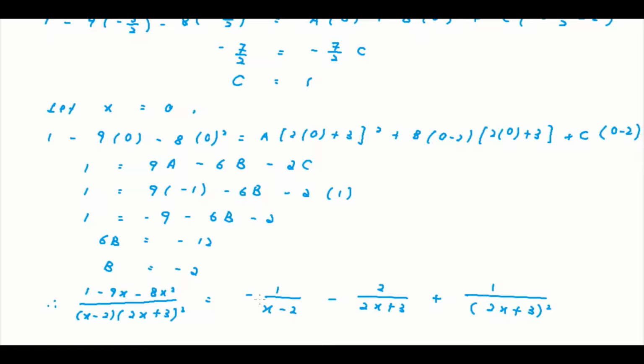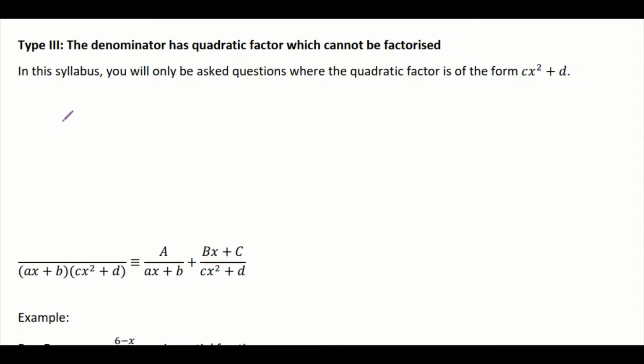Okay, so now let's look at type 3. This will be the last type that you need to learn. If you remember in your example 2, just now we dealt with questions that have a quadratic factor, but actually we can factorize it into linear factors. So now we will talk about what we need to do if the denominator has a quadratic factor which cannot be factorized.